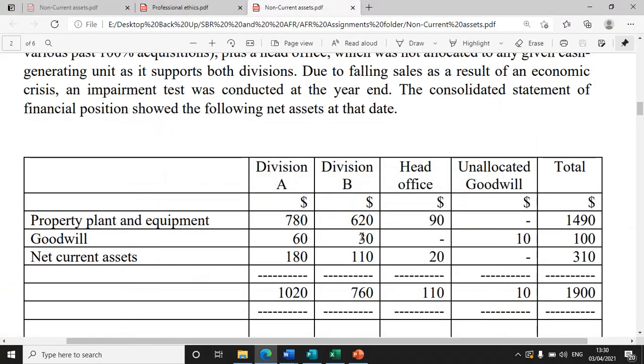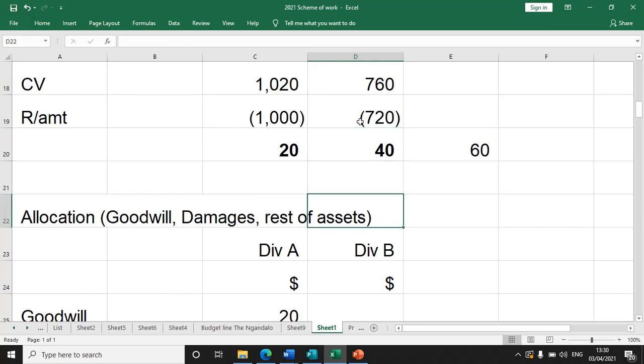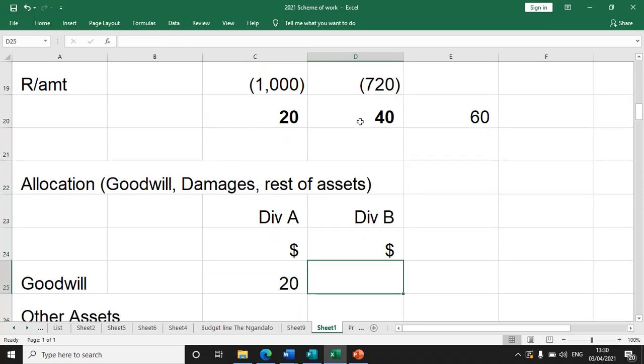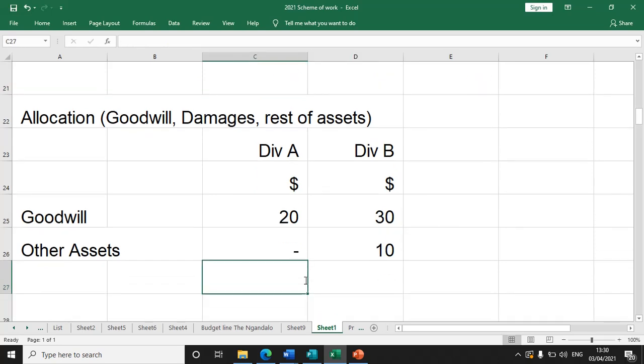But let's look at B. Under B, the total loss, when you look at my workings here, was about 40, but we have got goodwill only, which is 30, so 30 allocated to goodwill. But the 40 has not been exhausted, so we take the 10 to other assets. I hope that you can see that. There's nothing on the other side.